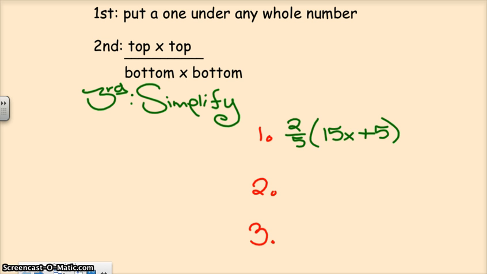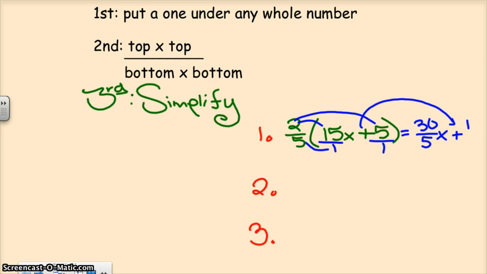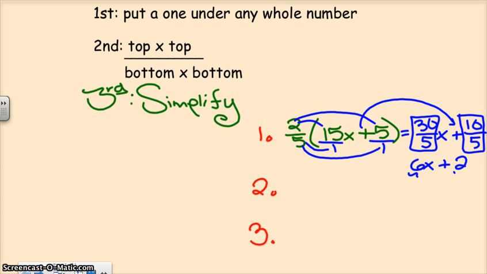Top times, first I got to make the 1 on the denominator. Now I'm going to go top times top, so 2 times 15 is 30, over 5 times 1 is 5, put the x out there, plus, because this is a plus, 2 times 5 is 10, over 5 times 1 is 5. 30 over 5 is 6x, plus 10 over 5 is 2. Again, I simplify my fractions if I can. I knew 30 divided by 5 was 6, and I knew 10 divided by 5 was 2.